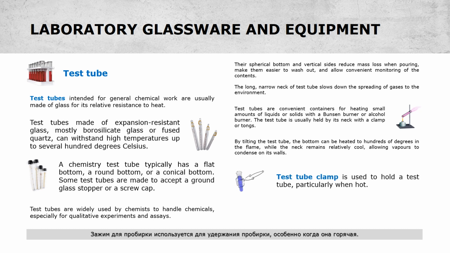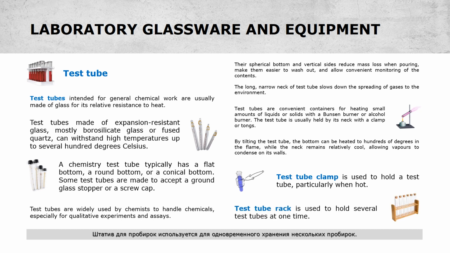A test tube clamp is used to hold a test tube, particularly when hot. A test tube rack is used to hold several test tubes at one time.